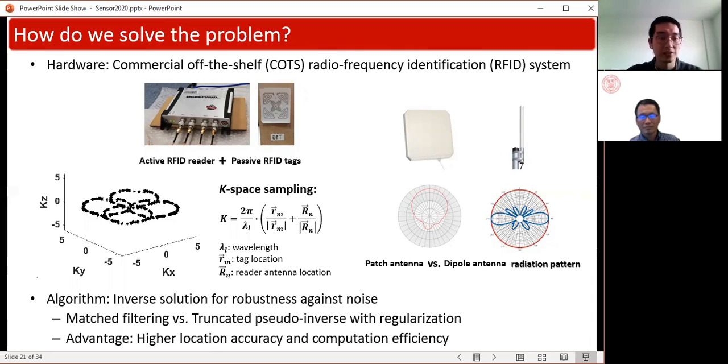Two types of reader antennas are used to study the antenna coverage and system SNR. The patch antenna has a radiation pattern in the shape of a beam pointing towards a specific direction. The dipole antenna, however, has an omnidirectional radiation pattern in the 2D plane and almost no gain in the third dimension. We compare the performance of both antennas in terms of SNR. The algorithm we use will be solutions to an inverse problem. Two solutions will be compared, where the proposed regularized truncated pseudo-inverse solution is superior to the conventional match filtering solution in terms of efficiency and accuracy.